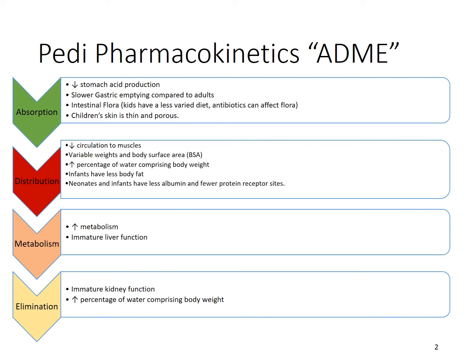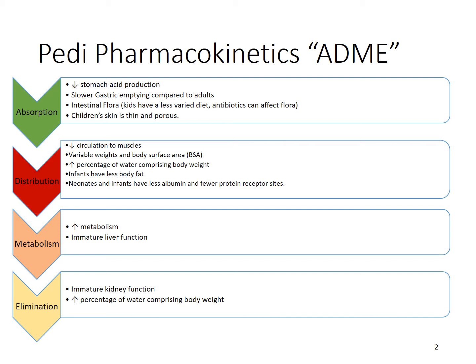Neonates and infants have less albumin and fewer protein receptor sites. So a lot of medications are bound to plasma proteins. If you don't have as many proteins, that means there's a lot more free drug floating around. So they may need a lower dose than you would expect by their body weight.